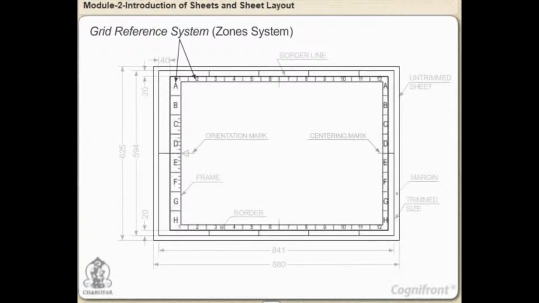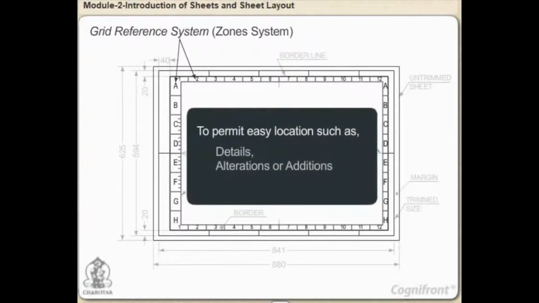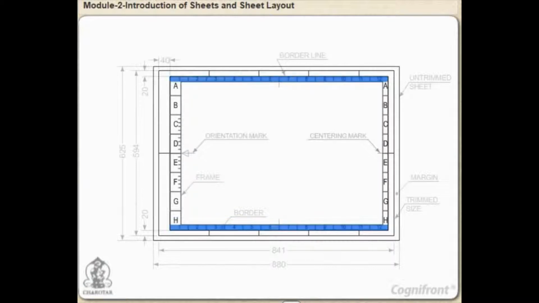Grid reference system, zone system. The grid reference system is drawn on the sheet to permit easy location on the drawings such as details, alterations or additions. The rectangles of the grid along the length should be referred to by numerals 1, 2, 3, and so on, and along the width by the capital letters A, B, C, D, etc., as shown in the figure.